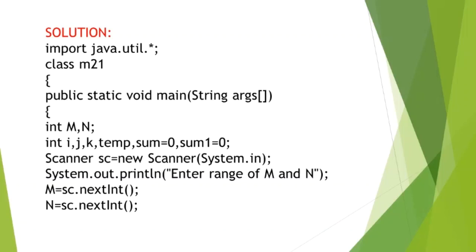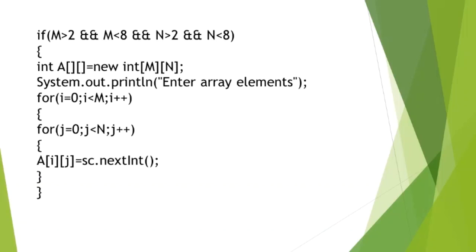Next, a Scanner class object has been declared as Scanner sc. Then we enter the values of m and n using the nextInt function of the Scanner class. If m is greater than 2 and m is less than 8 and n is also greater than 2 and n is less than 8, only then the rest of the statements will execute, otherwise it will go to the end of the if else and print invalid input.